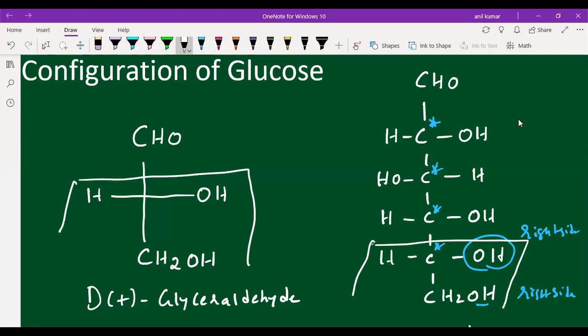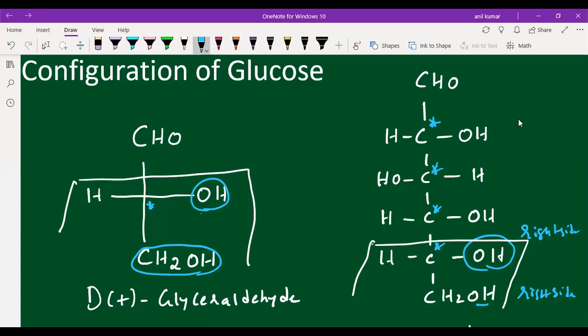You can compare these two structures. In glyceraldehyde also, this is the last asymmetric carbon. Here also the OH group is at the right side to the CH2OH. The OH group of the last asymmetric carbon is right side to the CH2OH. Here also the last asymmetric carbon of glucose is right side to the CH2OH.